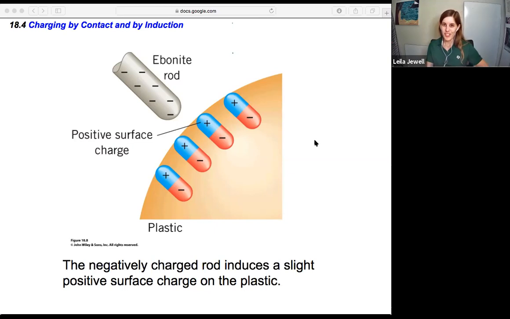So this introduces conductors and insulators and the ideas of charging by both contact and induction.